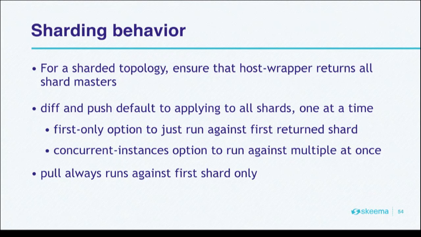And there's also a concurrent instances option if you want to configure concurrency, where you're doing alters against many shards at the same time. The pull command, however, only ever runs against the first shard. It doesn't really make sense to pull from multiple shards, so it just uses the first shard as the source of truth.